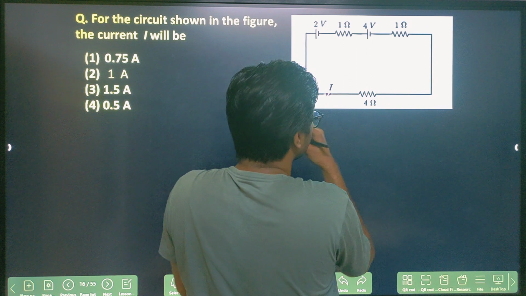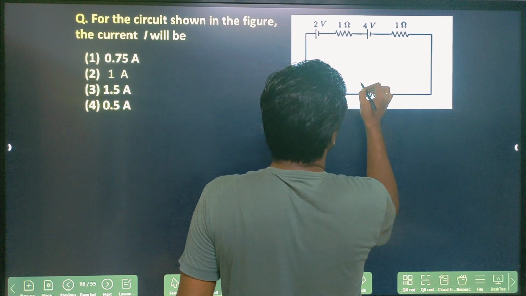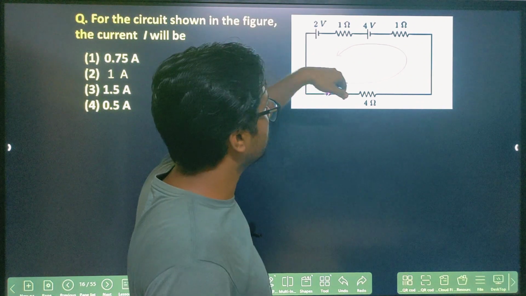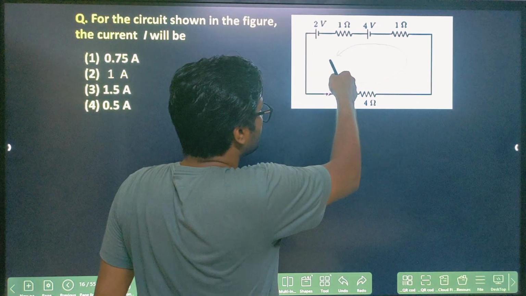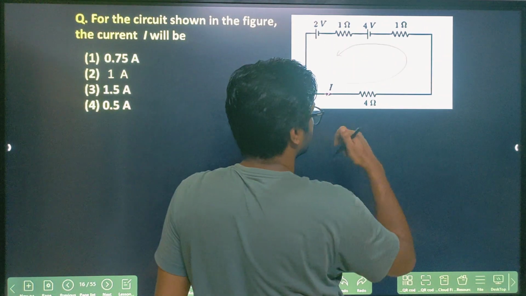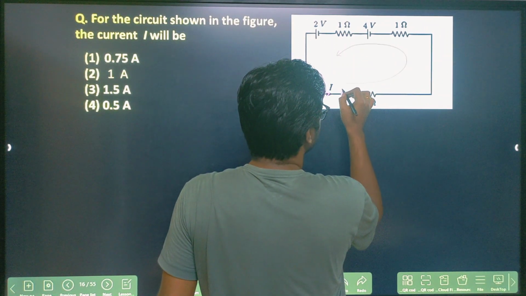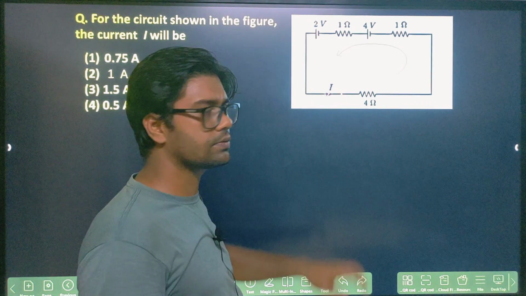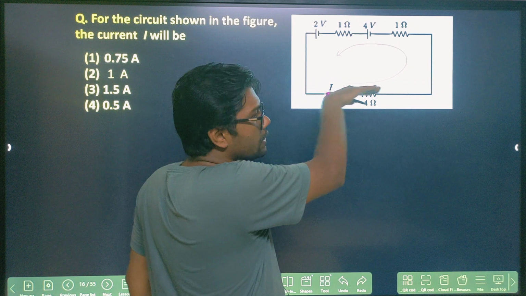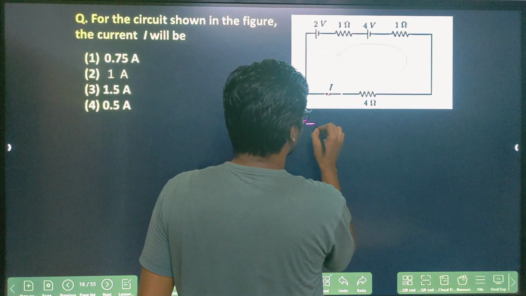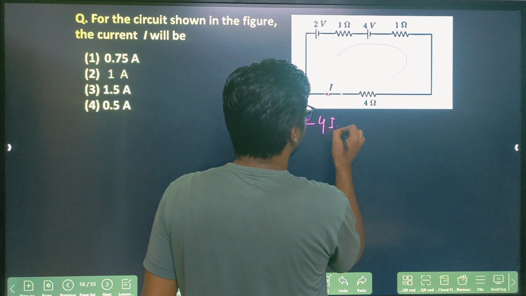What I will do, I will choose a loop like this. That means I am moving from here and reaching to this point, and it will be anti-clockwise direction. Any point you can start, I am starting from this point. You are moving along the direction of the current through the resistor, there will be a drop in potential. You will write minus 4 into I.